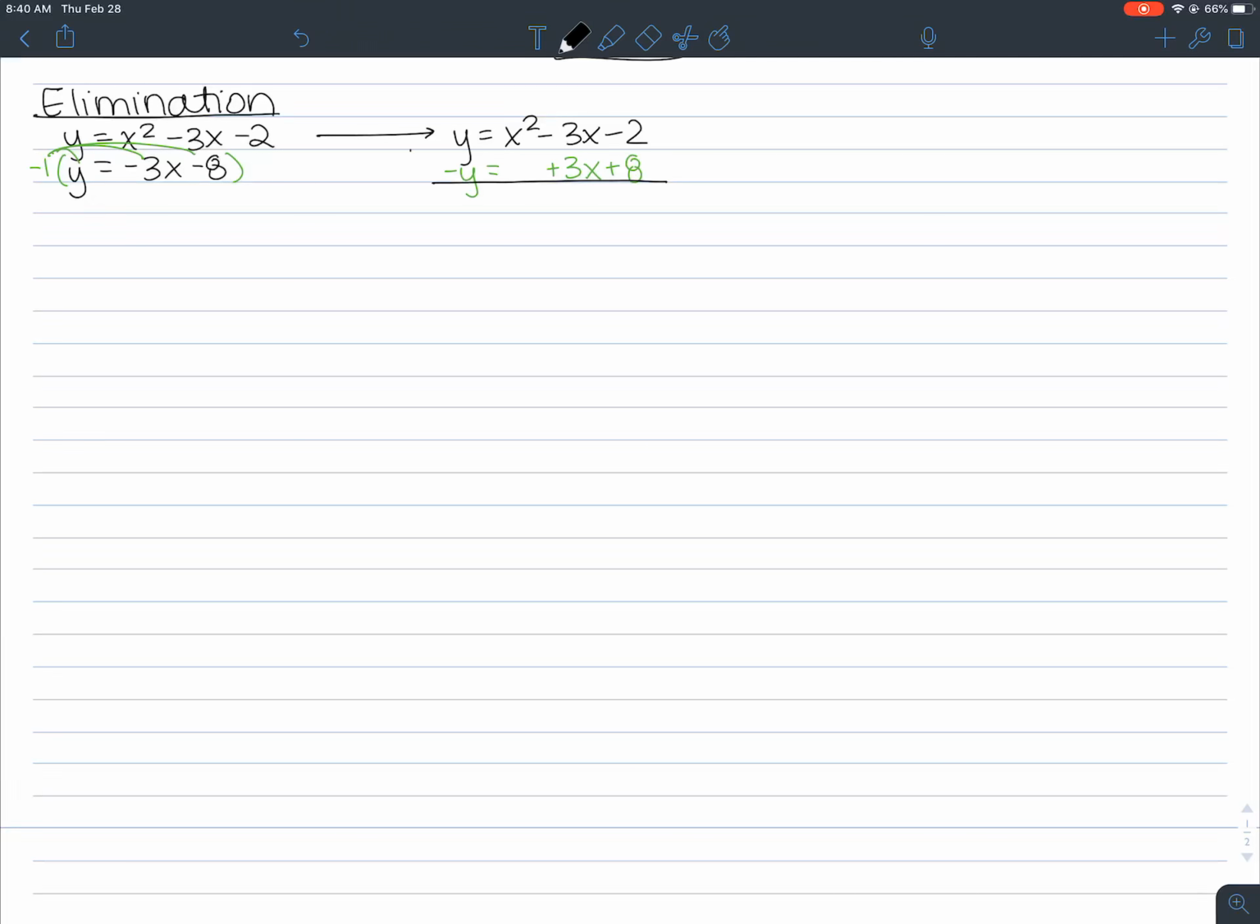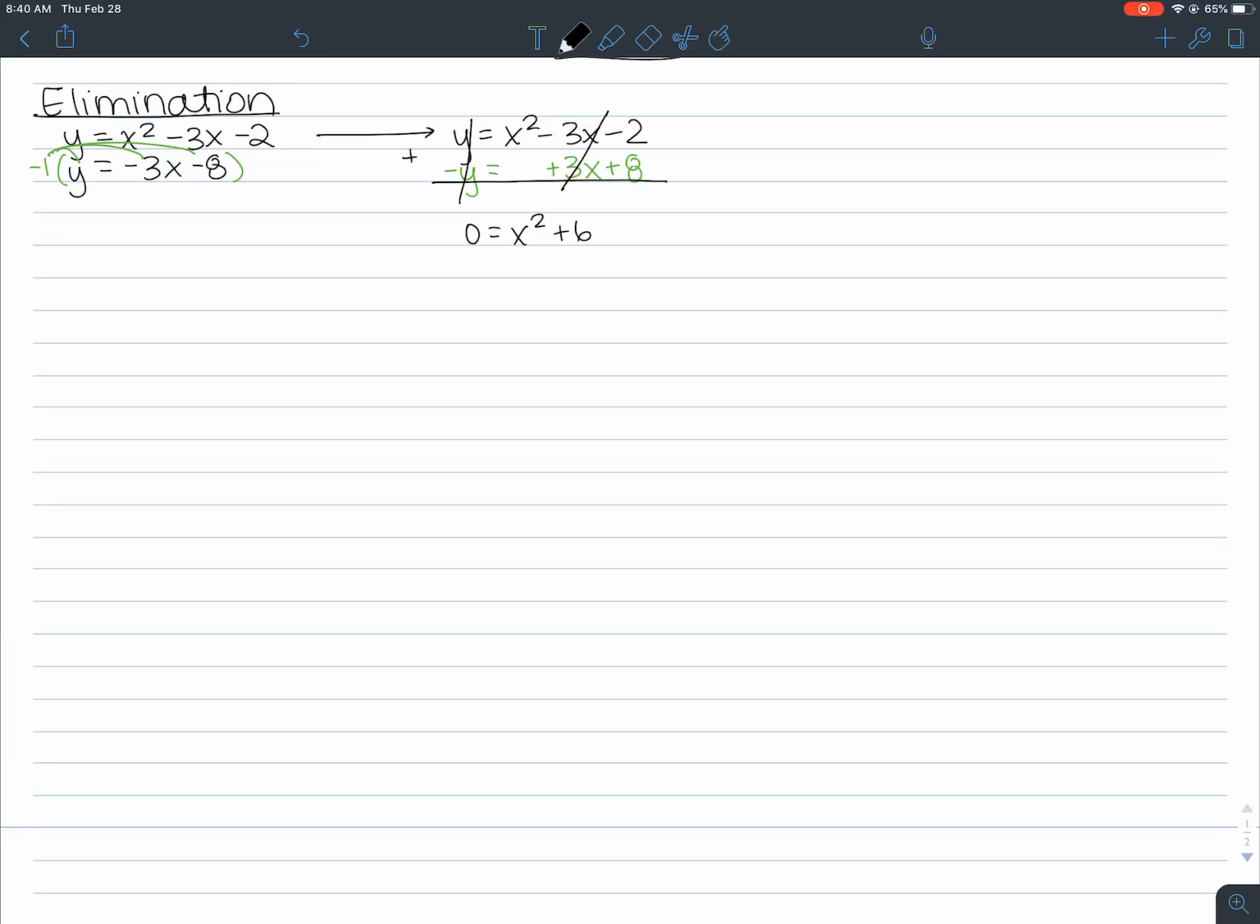All right, so then I can add and say y plus negative y, that goes to 0. That's good. We wanted that to eliminate. x squared plus nothing is x squared. Negative 3x plus 3x, that cancels as well. Negative 2 plus 8 is positive 6. And now I ask myself, can it factor?